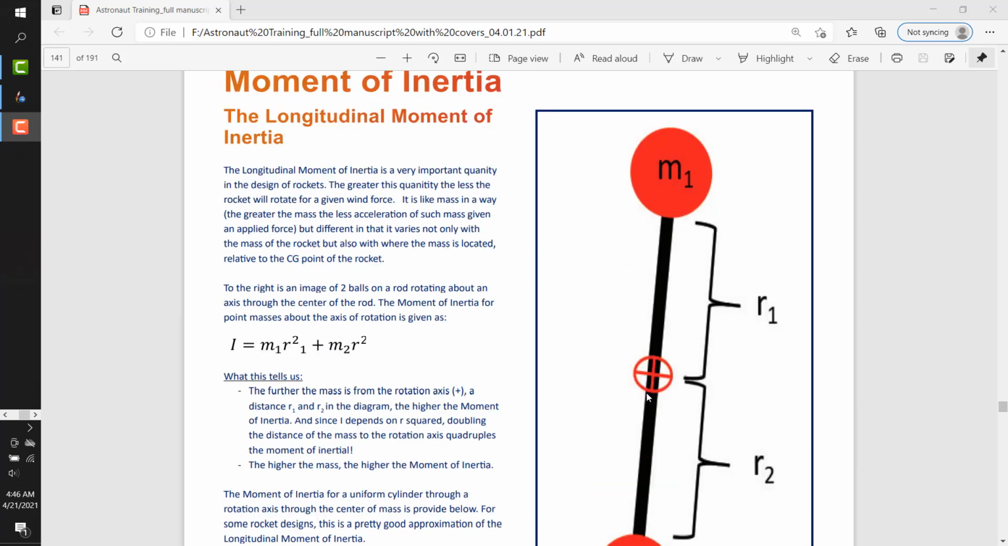So just a quick review of the moment of inertia. Here I'm going to refer to moment of inertia for the rocket as longitudinal moment of inertia. So it's the moment of inertia about the rotation axis through the center of gravity of the rocket. So here it would be out of the page.